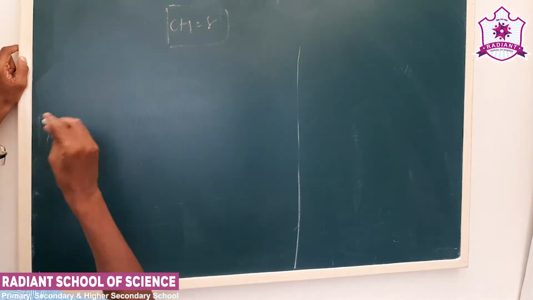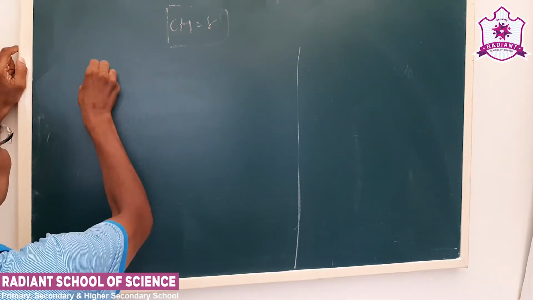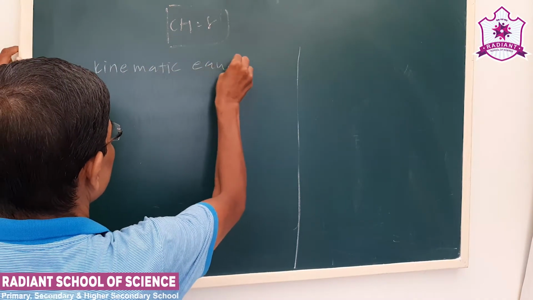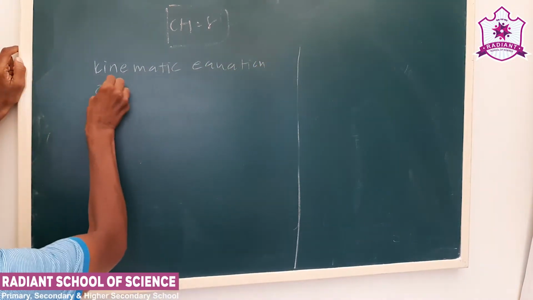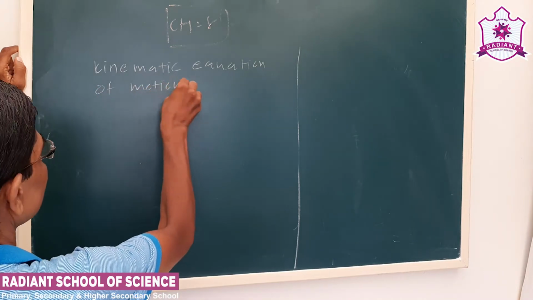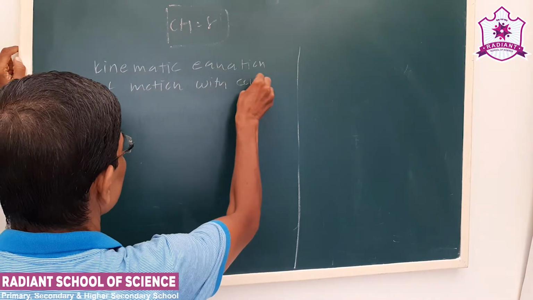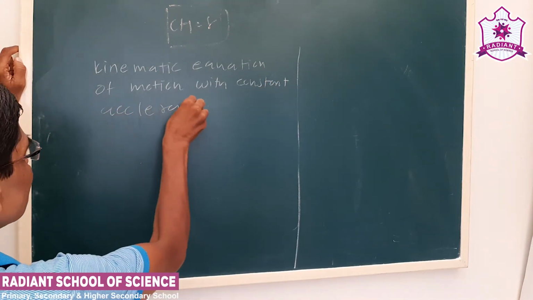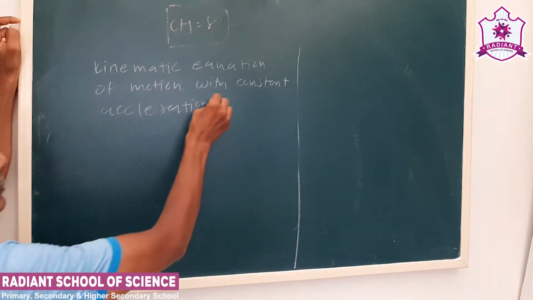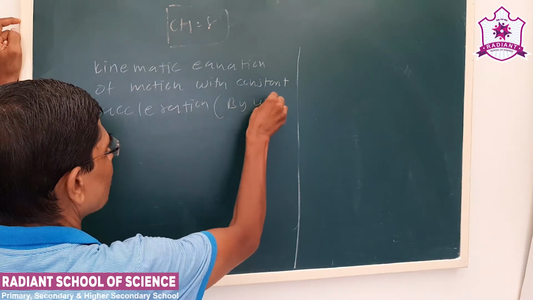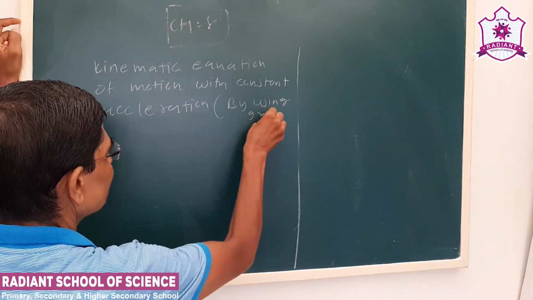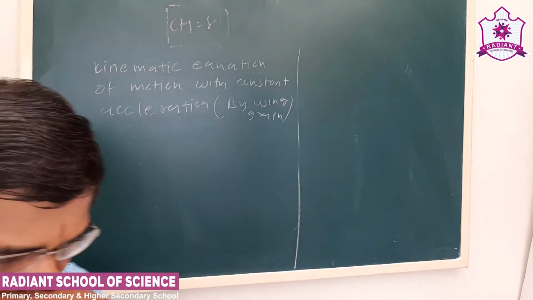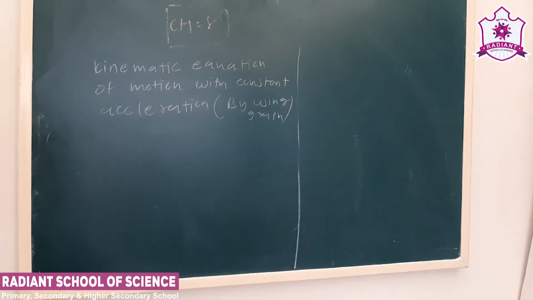Now see, the kinematic equations of motion with constant acceleration. This we have to derive by using a graph. See the kinematic equation of motion with the constant acceleration by using graph.